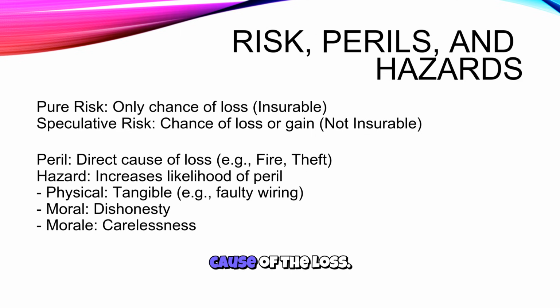Next, let's nail down perils and hazards. A peril is the cause of the loss. Fire, wind, theft, those are perils. A hazard is a condition that increases the likelihood of a peril occurring. There are three types you must know, and you need to be able to identify examples.